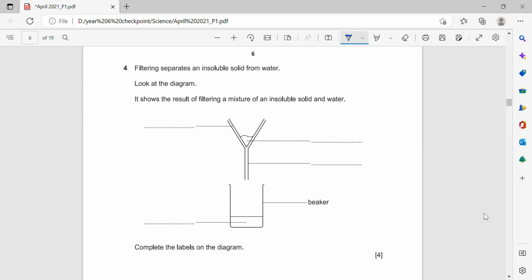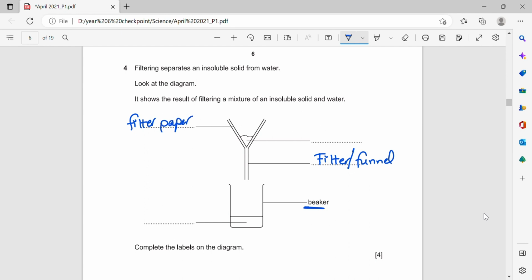Next question. Filtering separates an insoluble solid from water. Look at the diagram. It shows the result of filtering a mixture of an insoluble solid and water. Okay, good. Complete the labels on the diagram. يبقى السؤال هنا complete the labels on the diagram. We have here beaker. It's written for you. What do we call this? This is the filter funnel. The filter funnel. If you write funnel only, it's considered correct. What is this? This is the filter paper. Filter paper.